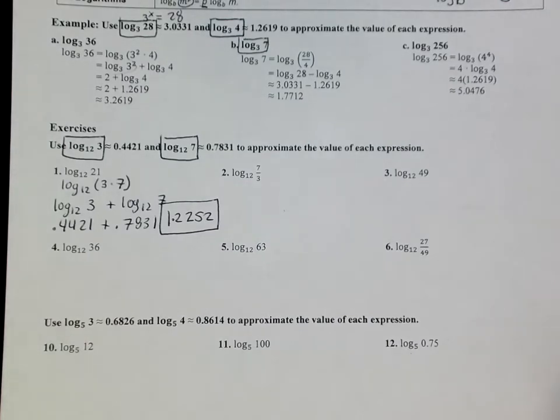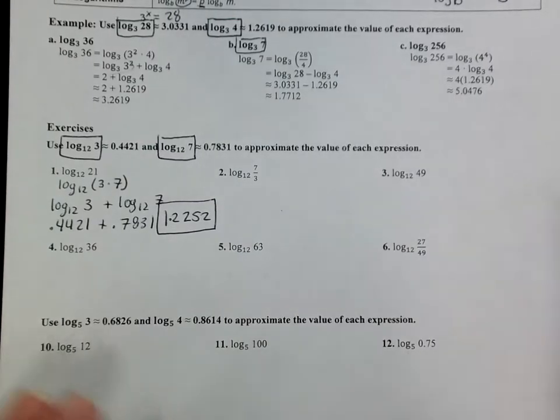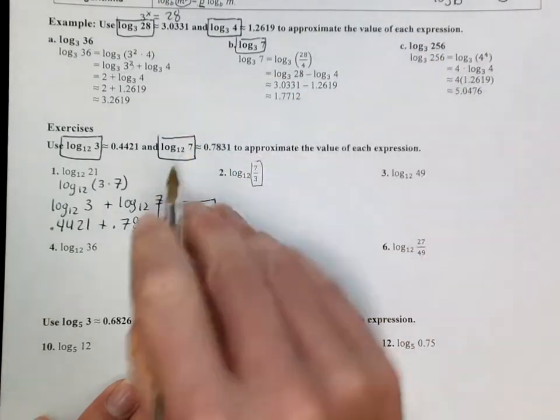Maybe not a bad idea to check me as I go, because I get a little out of control. Same thing when you're doing this next one, 7 over 3. Okay, that's the two things we have.